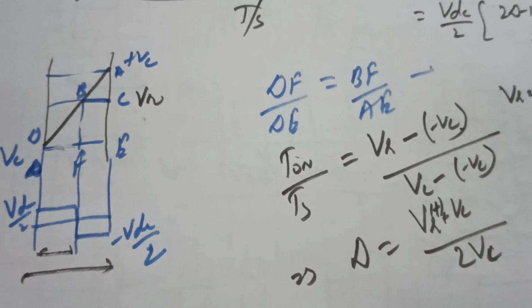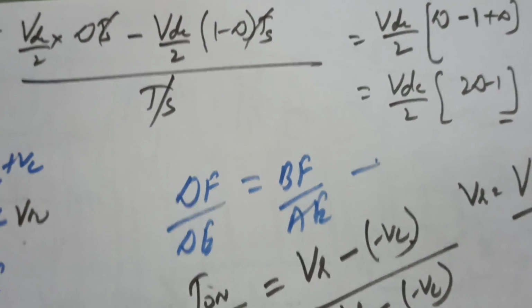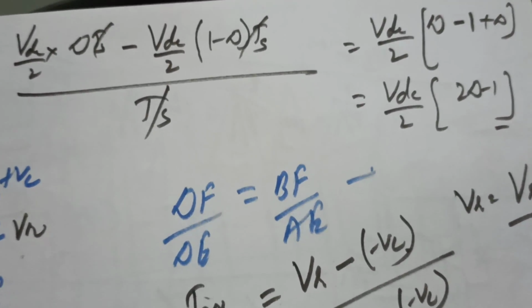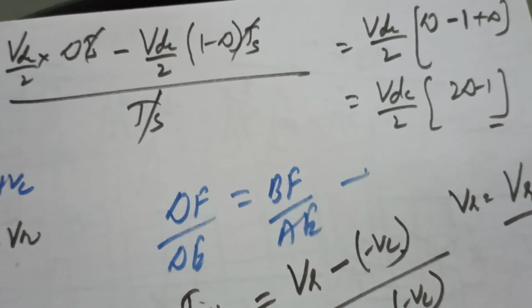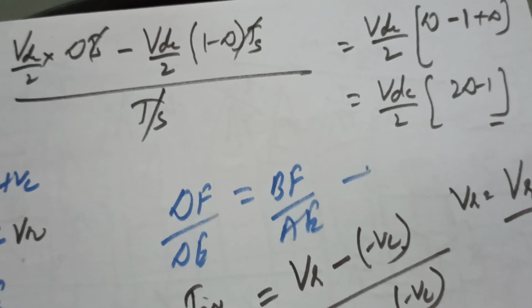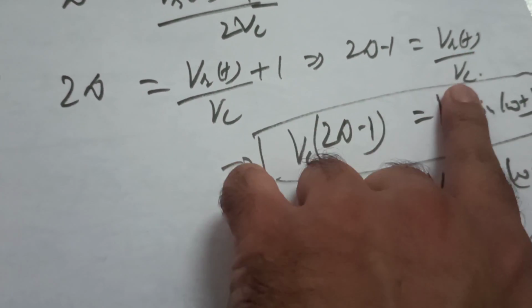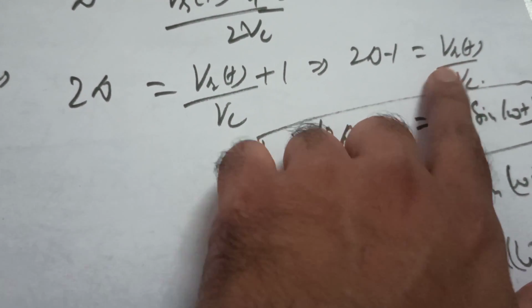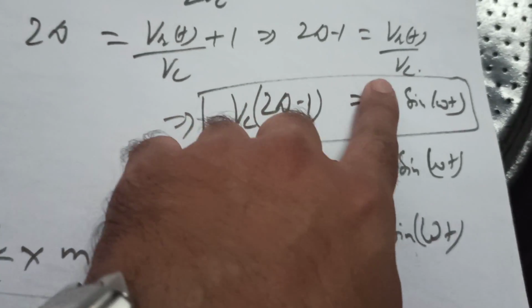Now, I think till this point it was clear that the expression obtained was VDC by 2 times (2D minus 1). Okay, 2D minus 1 when evaluated will give you VR of t upon VC. Be very clear. This is what 2D minus 1 will get you, VR of t upon VC, and VR of t is nothing but V reference, that is Vm sine of omega t, divided by Vc, where the magnitude of the sine is Vm.